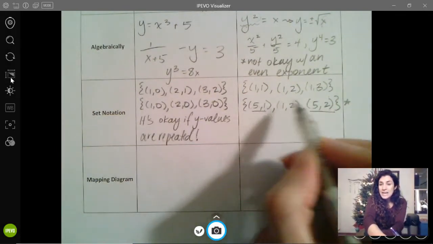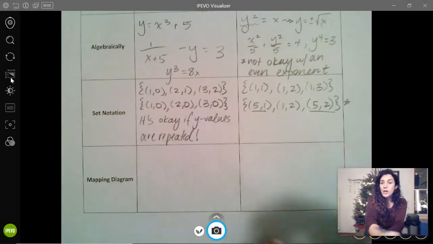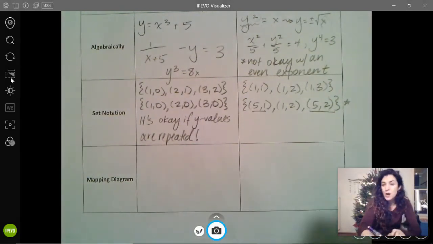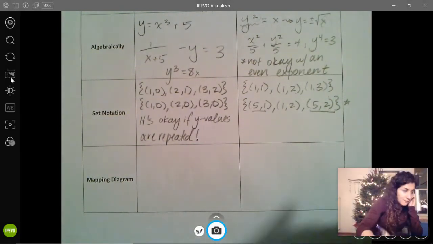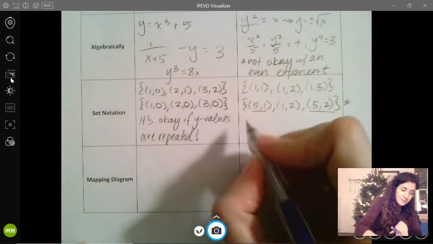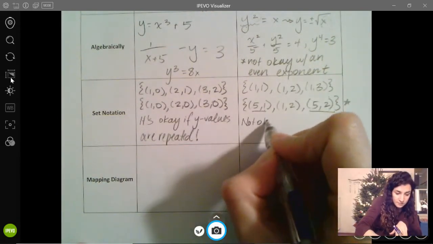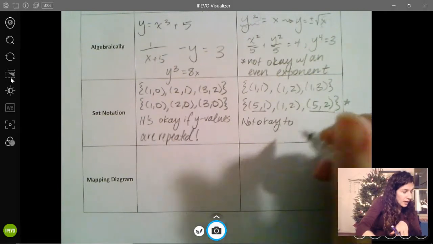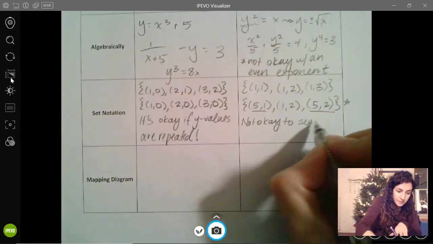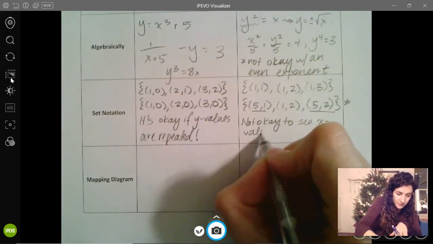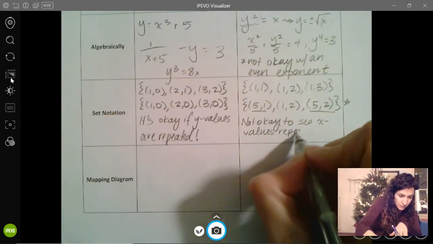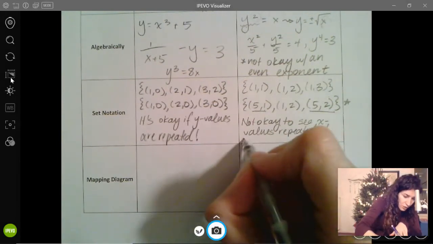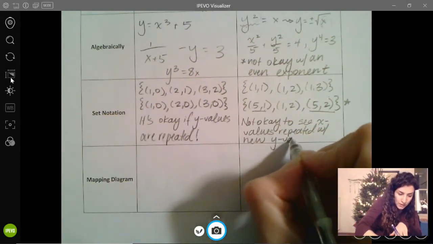5 is going to 1, and 5 is also going to 2. And so since that is what's going on there, it is not a function. So it is not okay to see x values repeated with new y values.